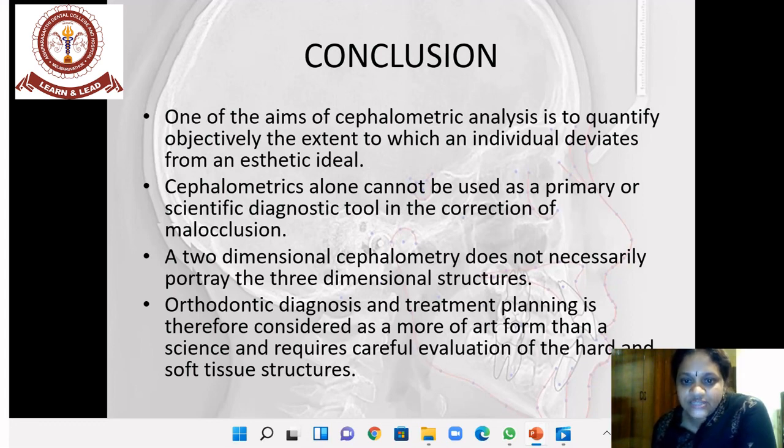A two-dimensional cephalogram does not clearly portray the three-dimensional structure of an individual. That's why I am telling you to correlate it with the clinical parameters. Orthodontic diagnosis and treatment planning is therefore considered more of an art form than a science, and requires careful evaluation of the available hard and soft tissue structures, along with your diagnostic casts, patient chief complaint and requirements. Once again I want to tell you, malocclusion is not a disease; the treatment is much more concerned with aesthetic enhancement of the smile of the particular individual.